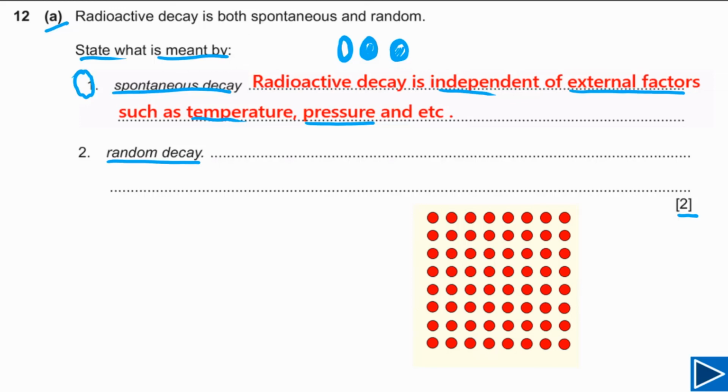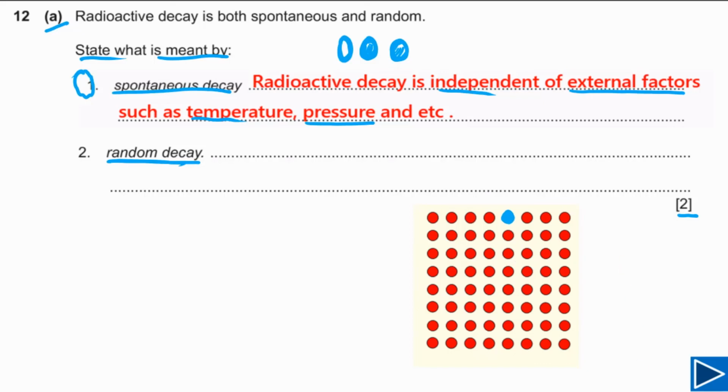Now let's move on to the next one. What is meant by random decay? Random decay simply means that if we focus on this nucleus, for example, in this sample, we cannot predict when this nucleus will decay, and also we cannot predict which nucleus will decay. So that is meant by random decay.